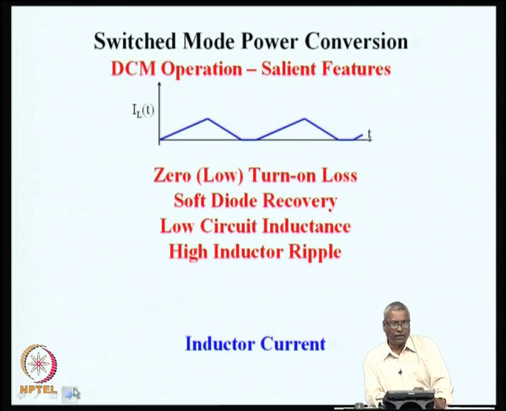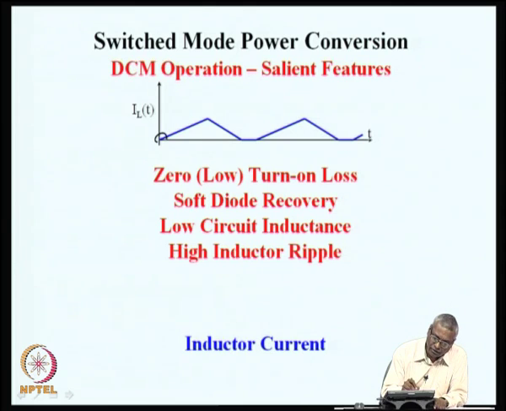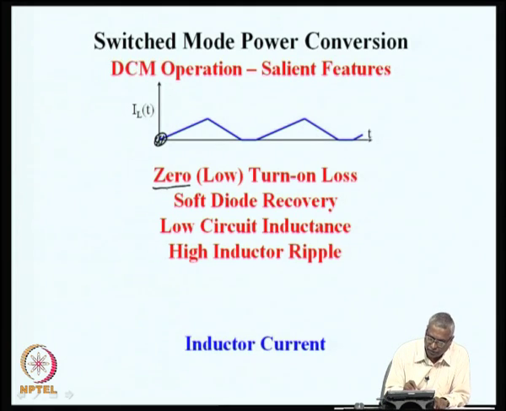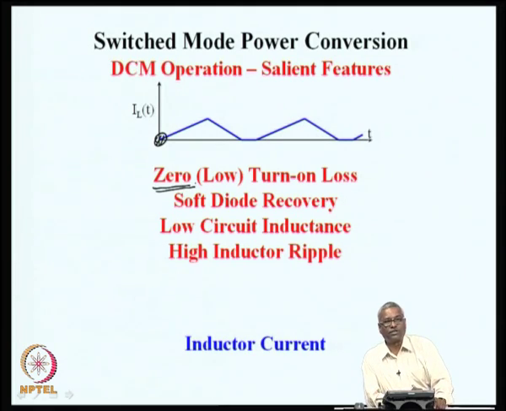Now, the salient features of discontinuous mode of conduction are summarized here. You can see that every cycle the current in the inductor starts from 0. So, because it starts from 0 current, the turn on loss in the transistor or in the switch is 0. This is a very important advantage, because now it is possible to switch the converter at higher and higher frequencies, because the switching on loss has come to 0.